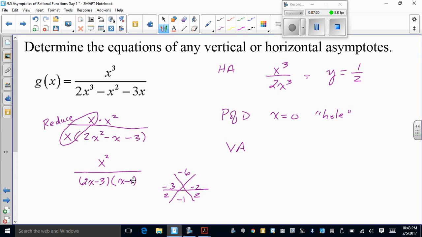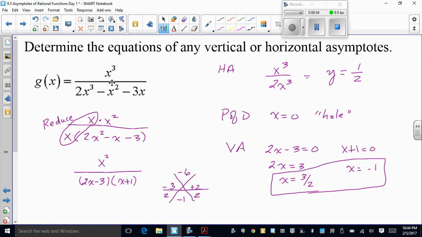oh, this guy was not supposed to be negative. There we go. Okay, 2x squared, positive 2, negative 3 will give me negative 1, and negative 3 and negative 1. Neither one of these reduces with what's left. So I have 2x minus 3 equals 0. So 2x equals 3, or x equals 3 halves. And x plus 1 equals 0. So x equals negative 1. And there are my vertical asymptotes. In the second part, we'll show how to graph these.